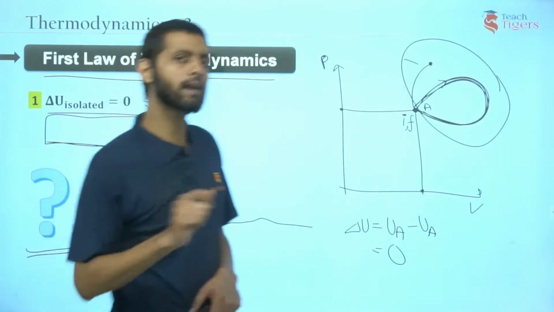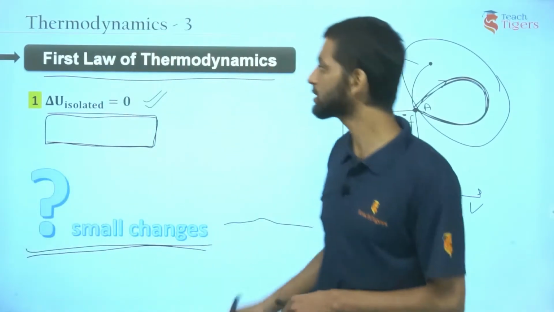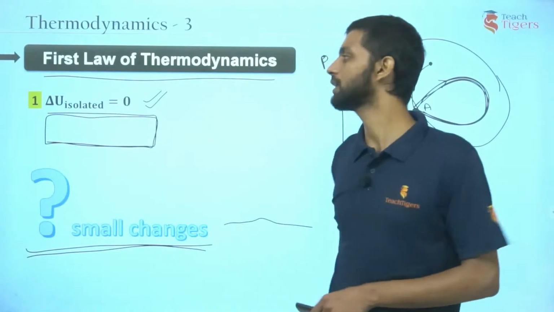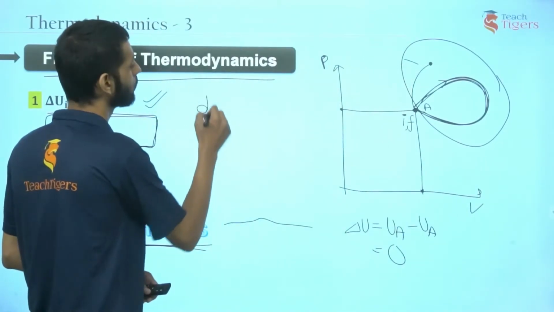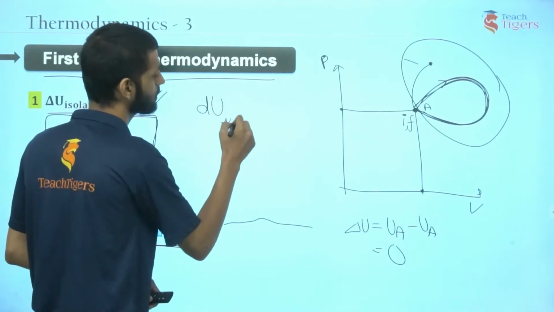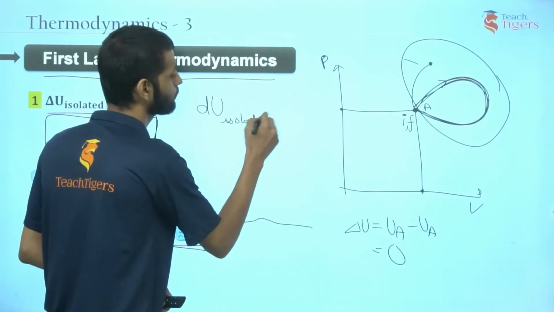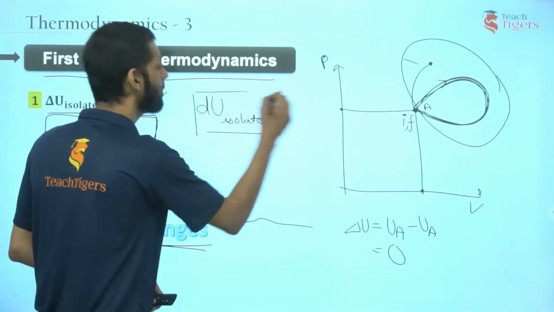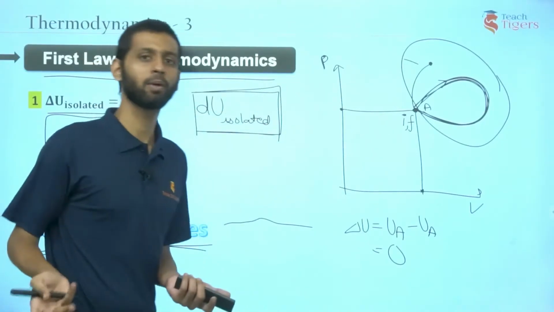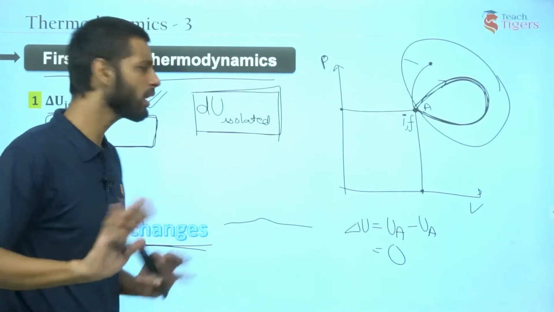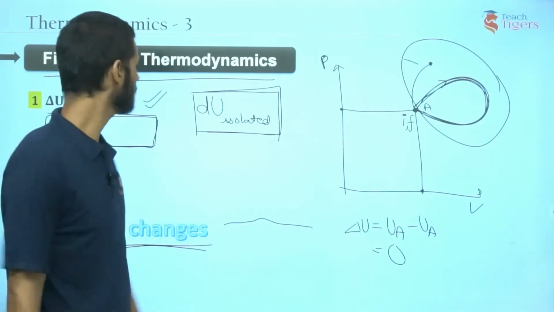So what is the correct statement of the first law of thermodynamics? It's not that delta U of an isolated system is 0. It is that dU of an isolated system is 0. Right? Maths आ रहा है बच्चों. dU, delta U, पता नहीं क्या बोल रहे हैं. Don't get scared. It's very easy, very simple things.